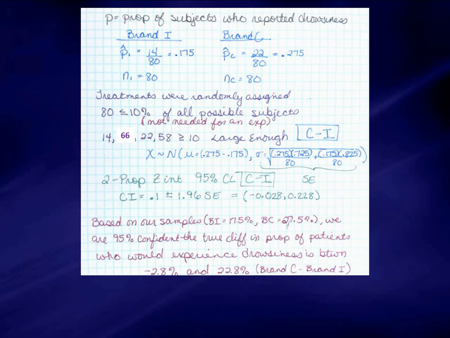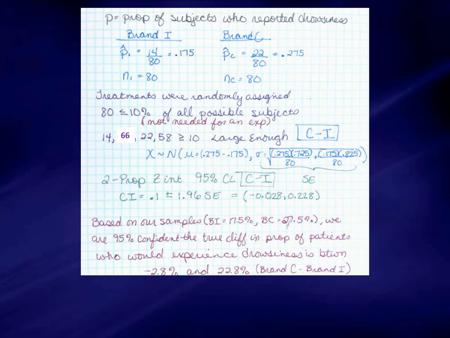You need to make sure you identify what your parameter is. In this case, P is the proportion of subjects who reported drowsiness. We okay with that? Nope. And the reason why I'm saying no is there are a ton of side effects beyond drowsiness. We are just specifically looking at this one thing.